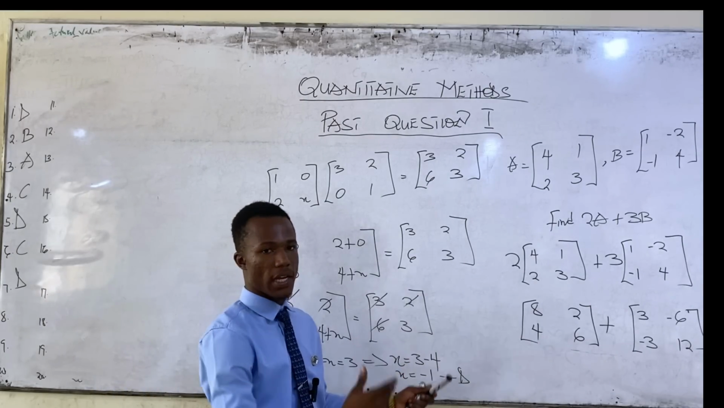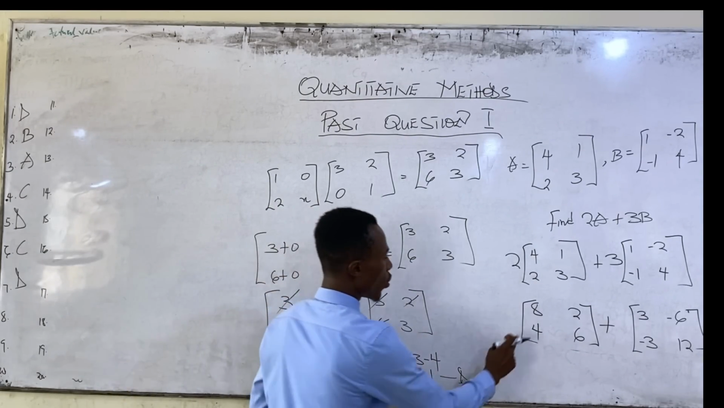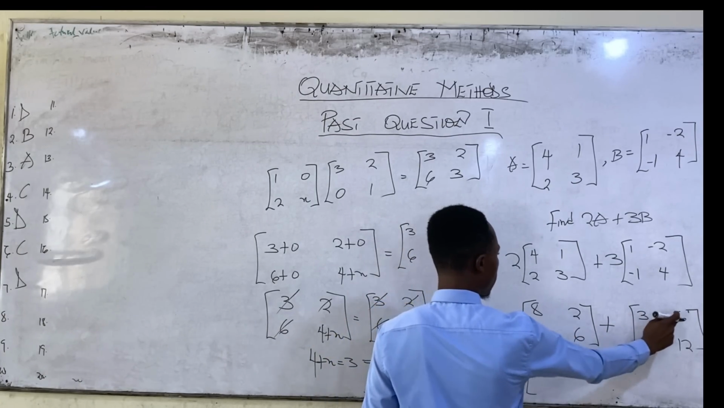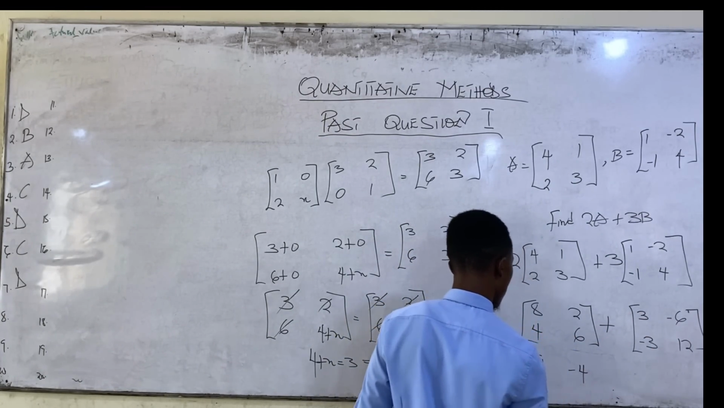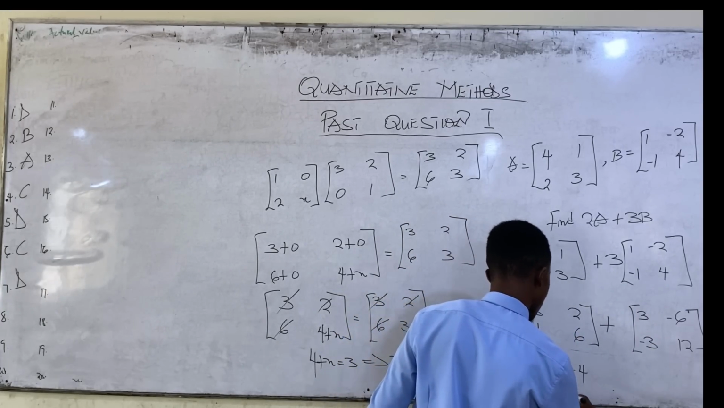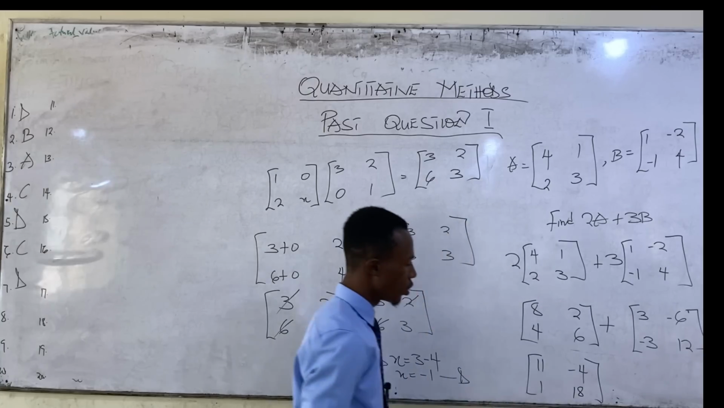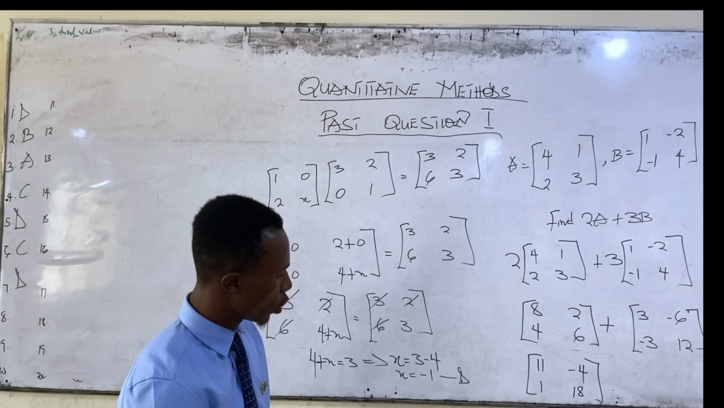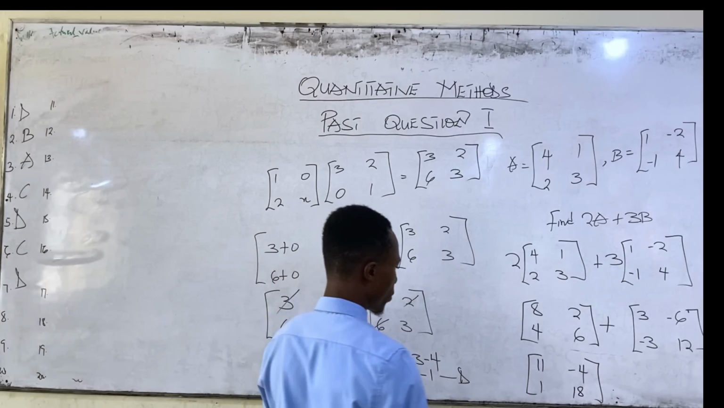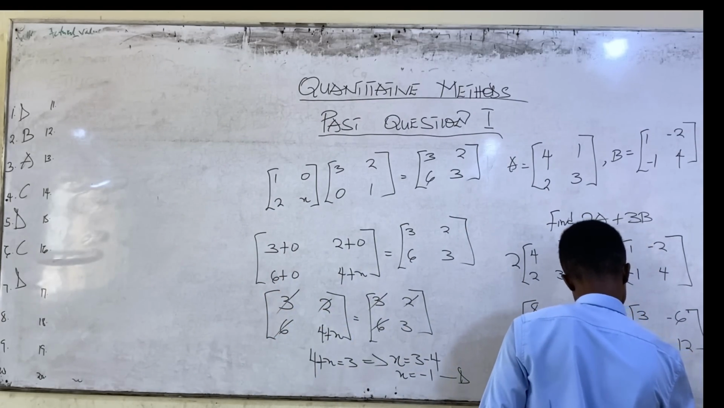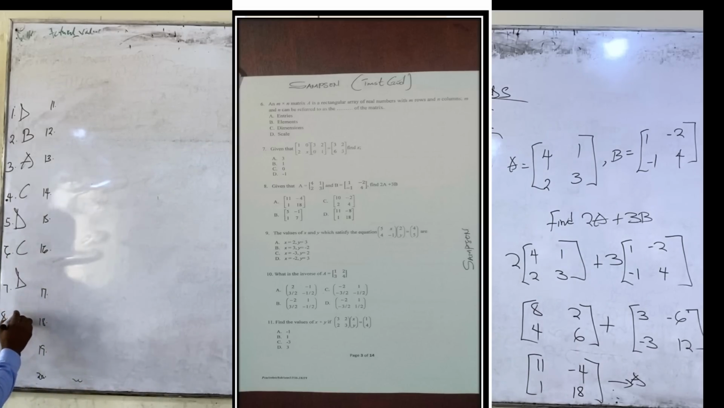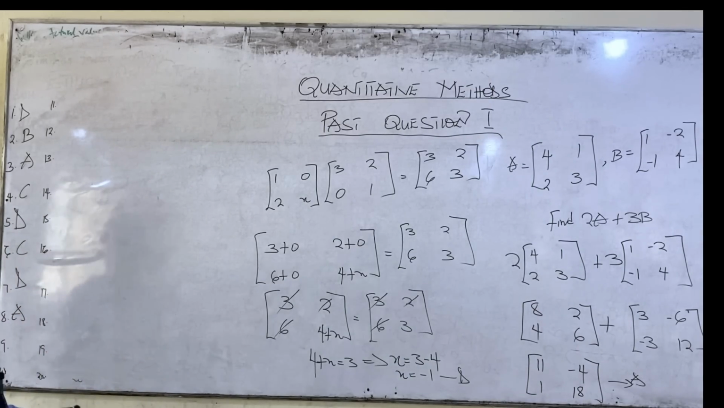You are just going to add this addition of what? Matrices. So 8 plus 3 will give you what? 11 here. 2 plus negative 6 will give you negative 4. 4 plus negative 3 will give you 1. And 6 plus 12 will give you 18. I hope you are good. So this is our final answer. So we need 11, negative 4, 1, 18. And that is option A. So question 8, we have option A.